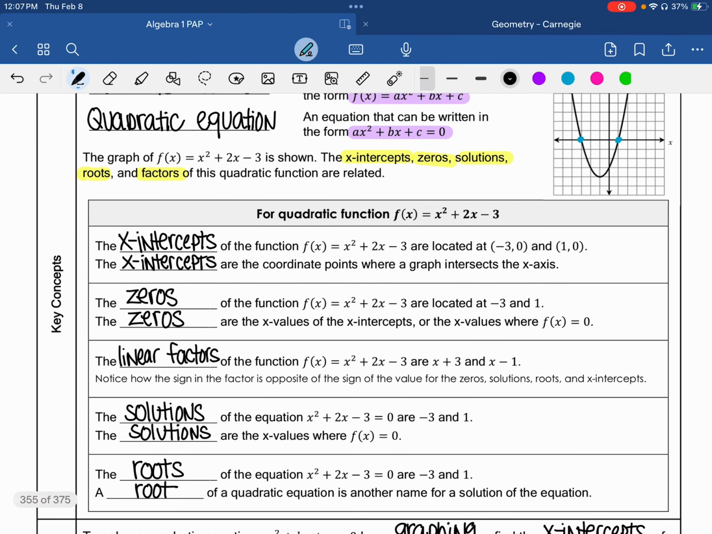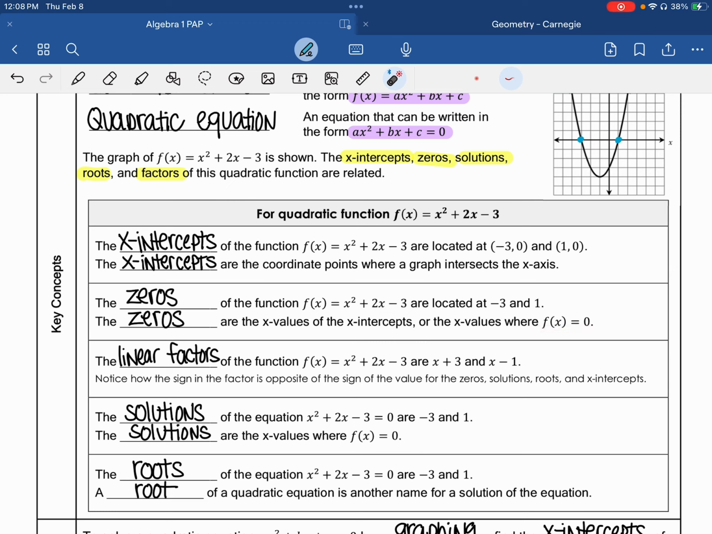All right, so the x-intercepts of my function are located at -3 and +1. Notice (-3, 0) and (1, 0). Because they are x-intercepts, we are going to write them as coordinate points. When I call them zeros of this function, I simply call them -3 and +1, like I first stated. These are the x values of the x-intercepts, where my values of f of x are equal to 0. This is so that I can find them easily in a table.